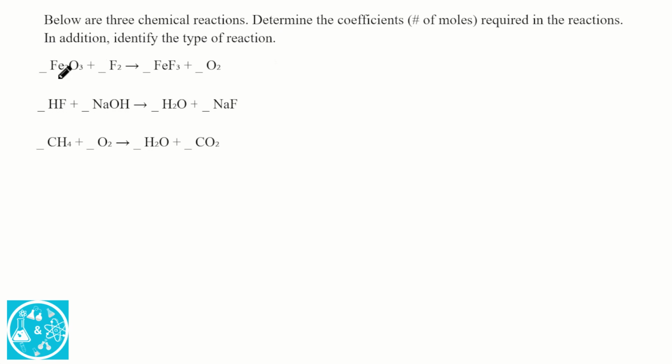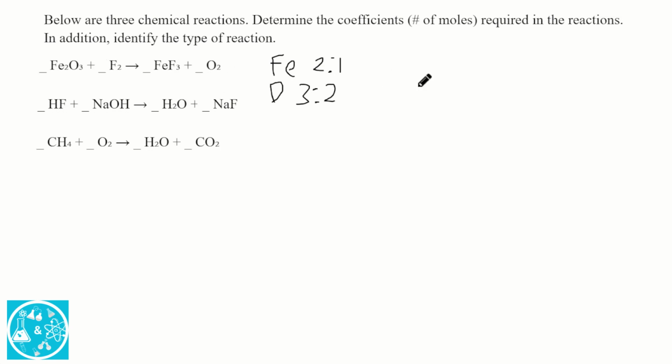So let's see. In this first reaction, we have iron 3 oxide reacts with fluorine to create iron 3 fluoride and oxygen. So let's identify any ratios that we might have. First, we are going to look at iron. We have 2 on this side, and then we have 1 on this side, so it's going to be a 2-to-1 ratio. Then we're going to look at oxygen. We have 3 on this side, and then we have 2 on this side.